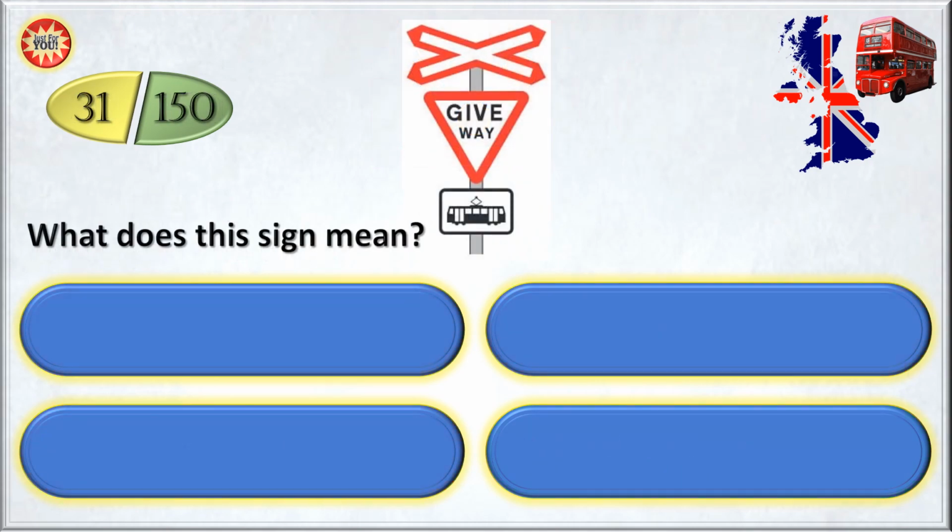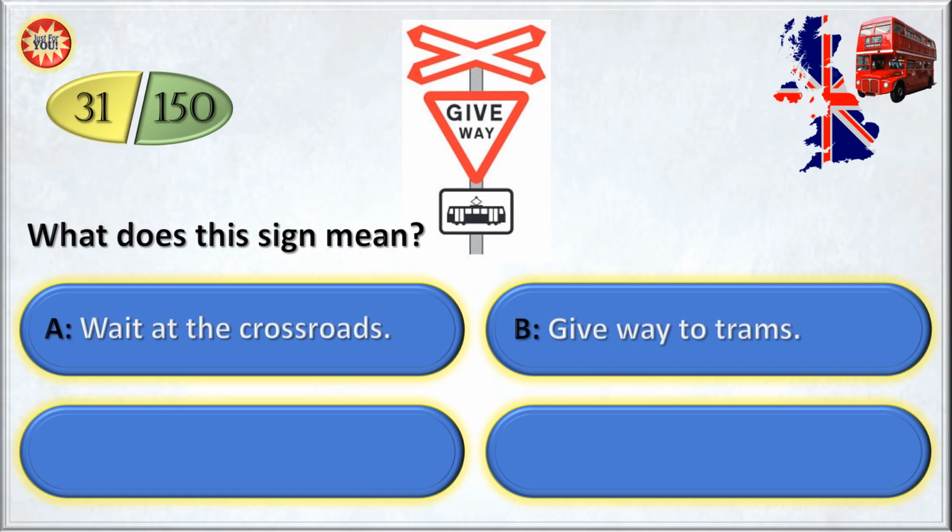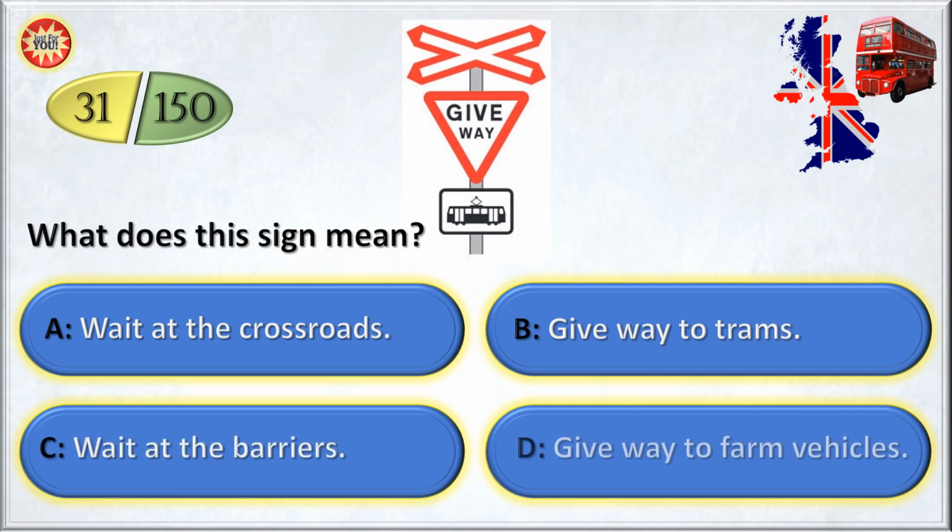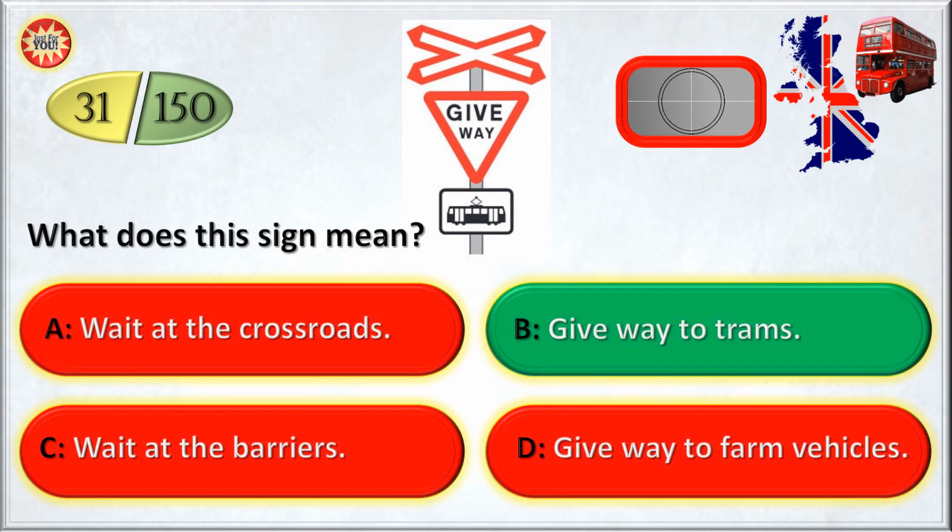What does this sign mean? Wait at the crossroads. Give way to trams. Wait at the barriers. Give way to farm vehicles. Give way to trams.